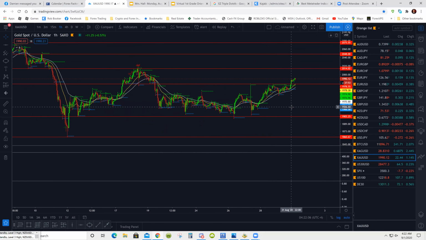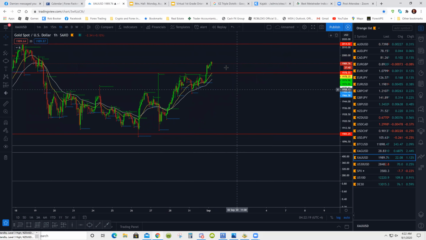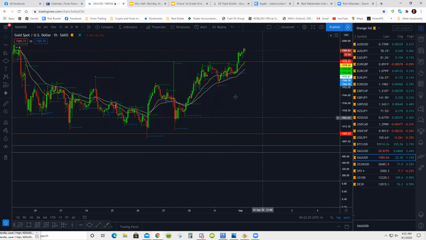We're looking for gold to go up to potentially 2014. So I'm going to be looking for a buy on gold. Those are the two things I'll be looking for: buy on gold and US 30. Hope you guys can see my chart there.